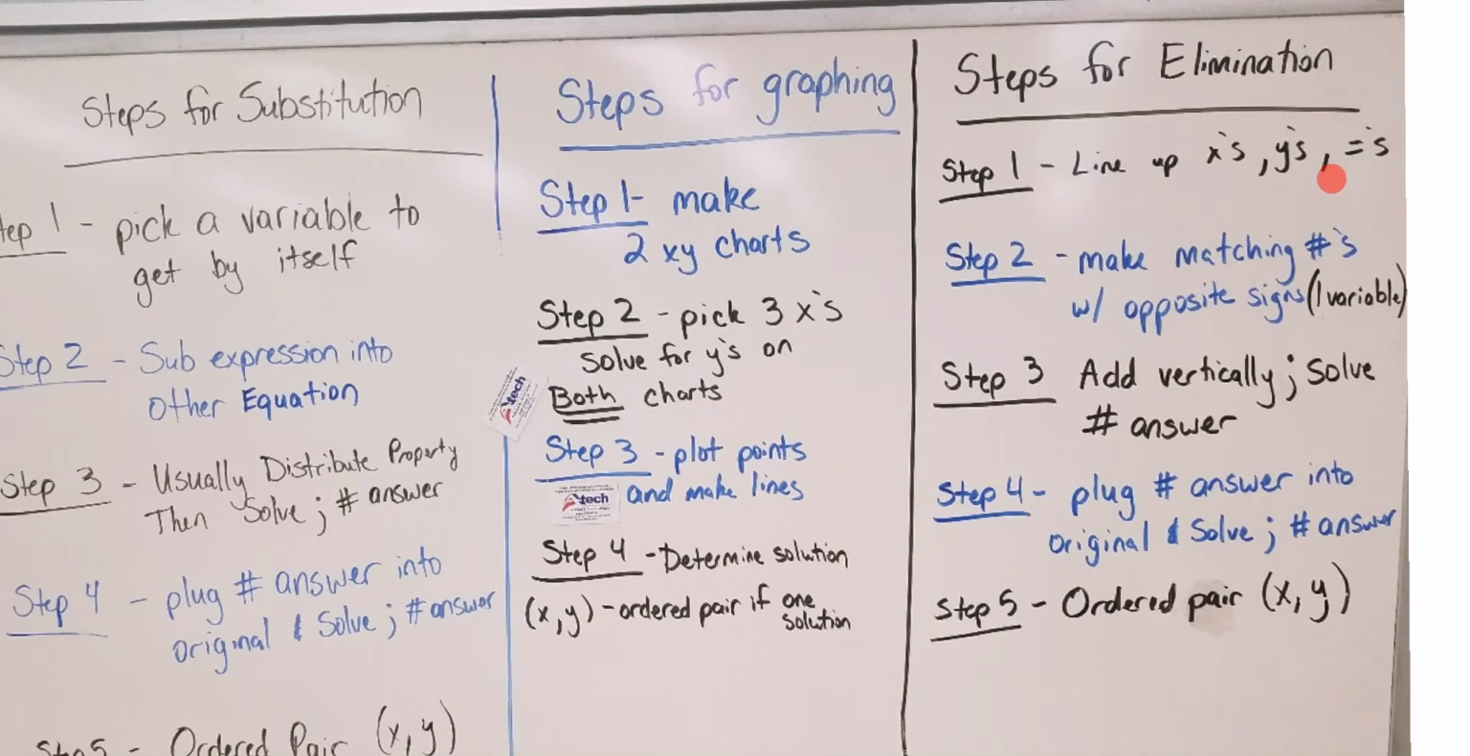Step 1, you're going to line up your x's, your y's, and equal sign. Step 2, you're going to make matching numbers with opposite signs. Sometimes it'll be done for you. Sometimes it won't. Sometimes you have to multiply one equation by a number. Sometimes you have to multiply both equations by different numbers. You're going to add vertically. It will result in something you can solve pretty easily. You'll get a number answer.